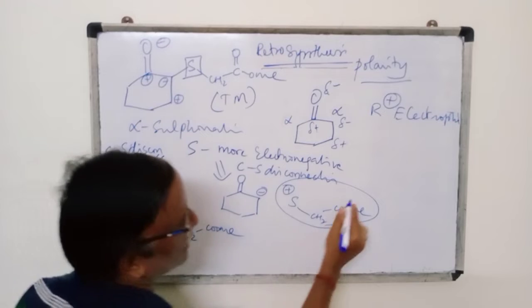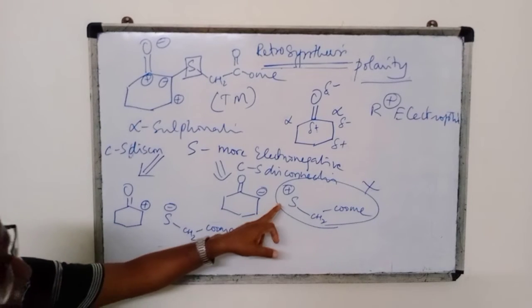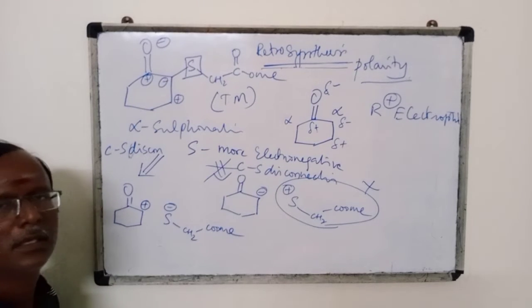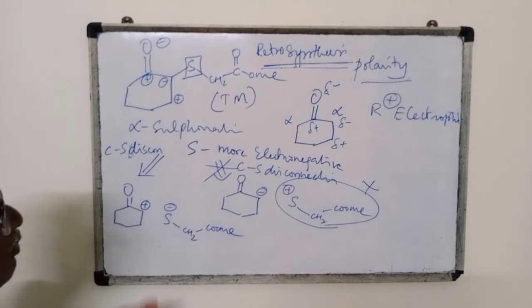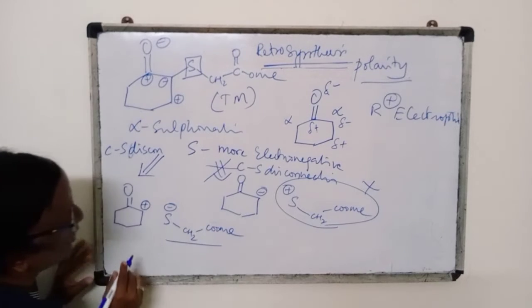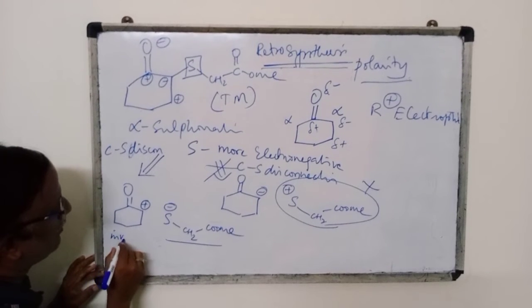So this is not possible at all. As a result, sulfur cannot have a positive charge. So I cannot go for this kind of CS disconnection. So what I must do is have the polarity which is the inverted one. So I can call this an inverted polarity.